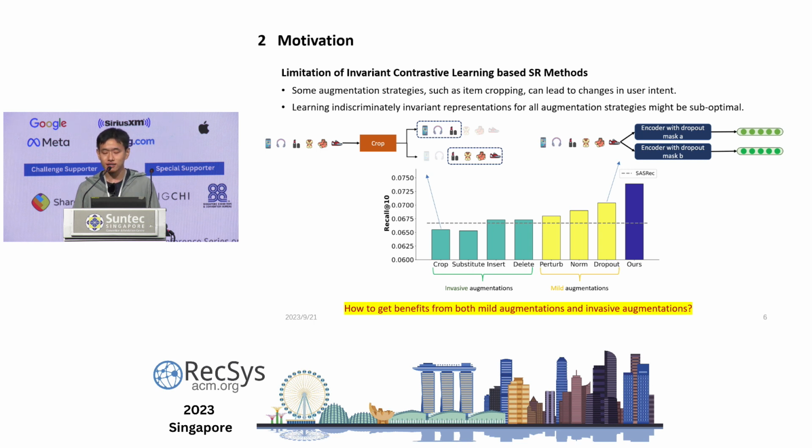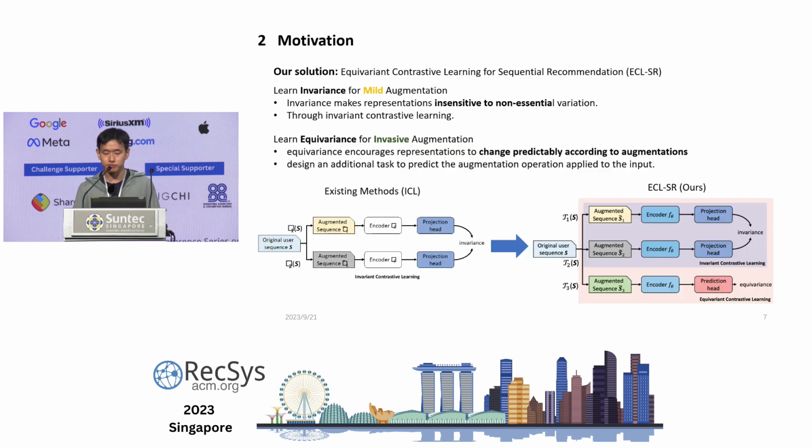This empirical study indicates that the current invariant contrastive learning paradigm is more suitable for mild augmentations conducted at the feature level. Then a natural question arises. How can we build a more reliable contrastive learning framework that benefits from both mild feature-level augmentations and invasive sequence-level augmentations to further improve the performance of sequential recommendation?